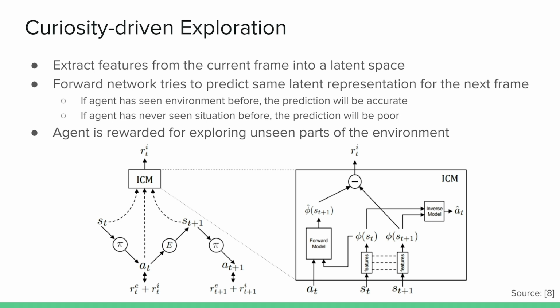Another interesting technique is so-called curiosity-driven exploration. You can extract features from the current frame into a latent space. Why would you do this? Between the thing that we can observe and the things that matter from our environment, that mapping would be learned from extracting features. So this allows the network to say, okay, what of our environment is relevant and what is not. It's learning this mapping from the current frame into this latent space. And given the latent space representation for the next frame, the forward network tries to predict the same latent representation.